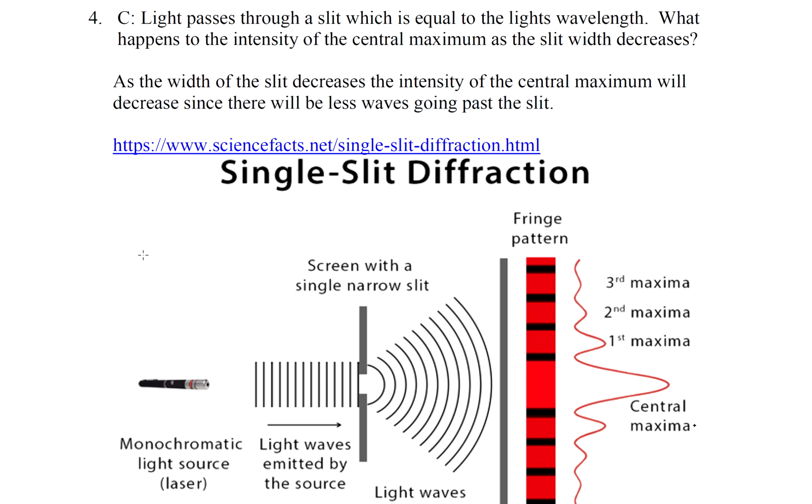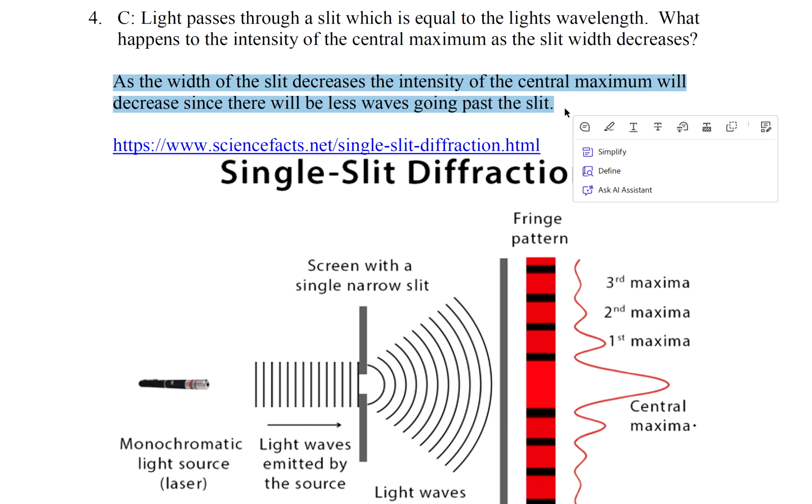Question 4. Light passes through a slit which is equal to the light's wavelength. What happens to the intensity of the central maximum as the slit width decreases? Okay. So, as the width of the slit decreases, then the intensity of the central maximum will decrease since there will be less waves going past the slit.